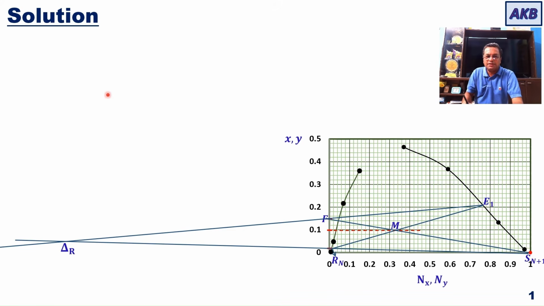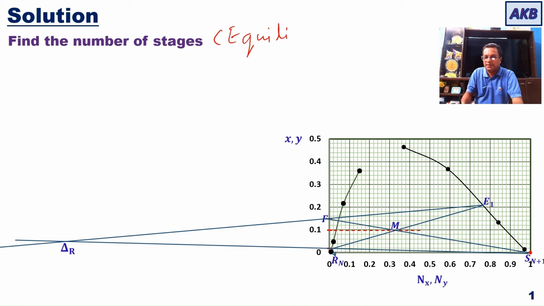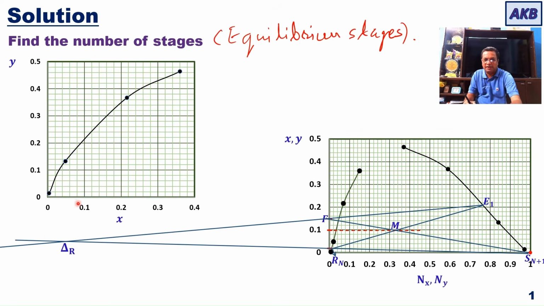Okay, so after locating delta R, the next task is to find the number of stages. So we are going to get the number of equilibrium stages. Let us learn how to get the number of equilibrium stages. For this, we will need the distribution diagram which we have drawn earlier.